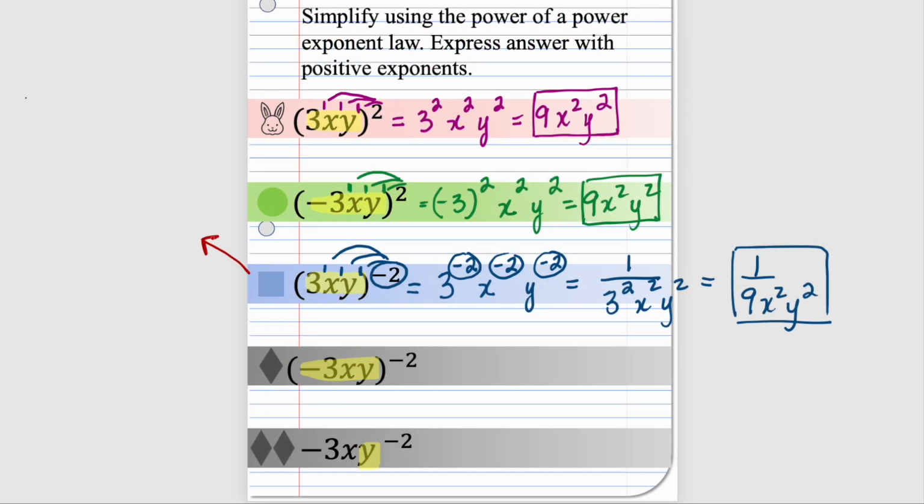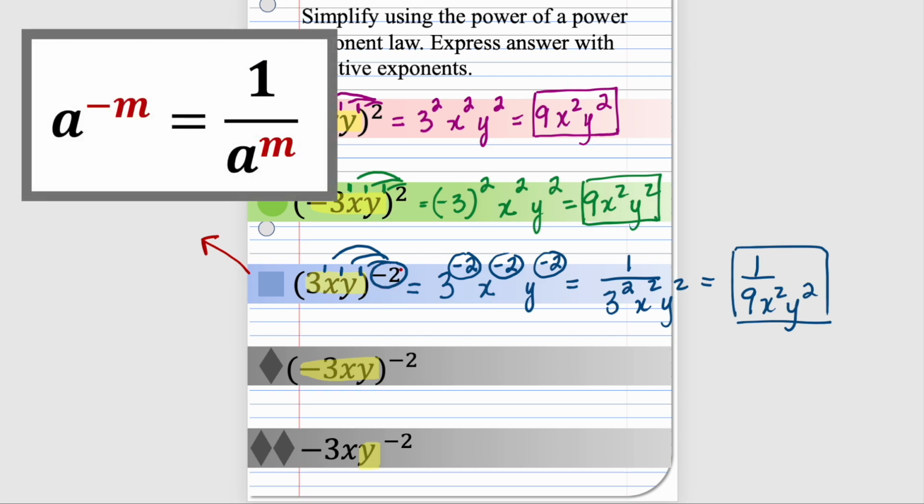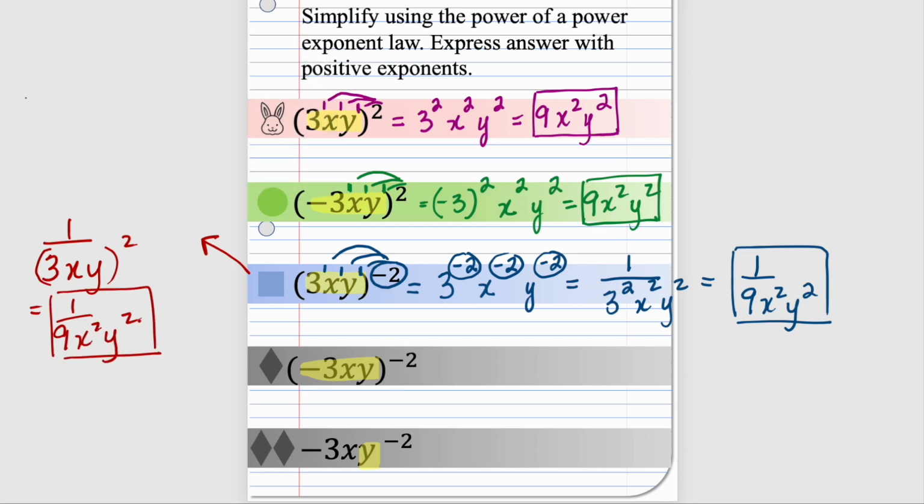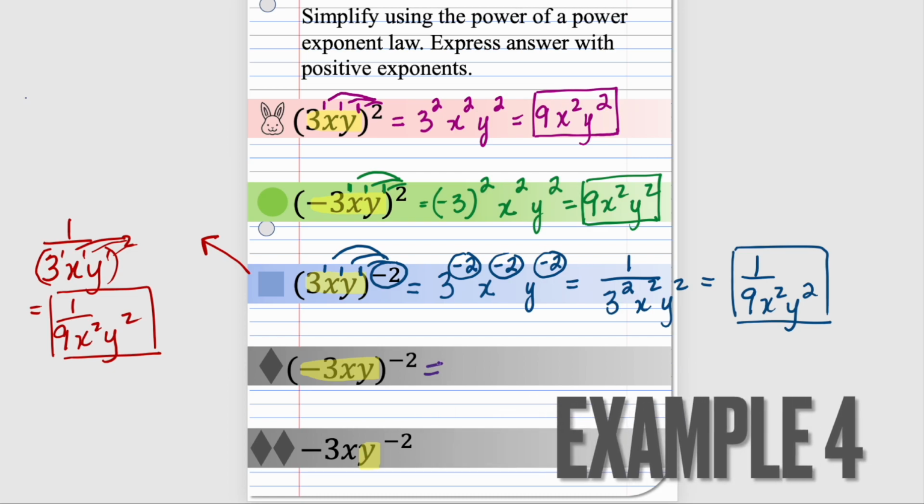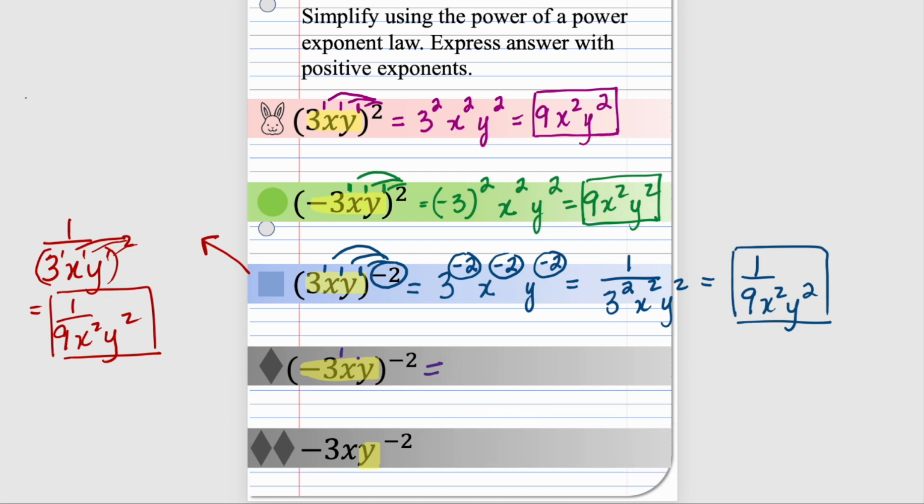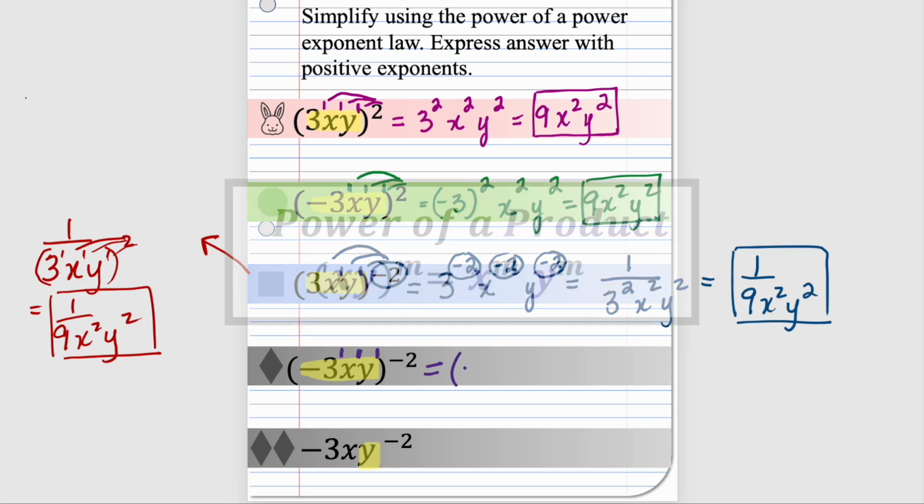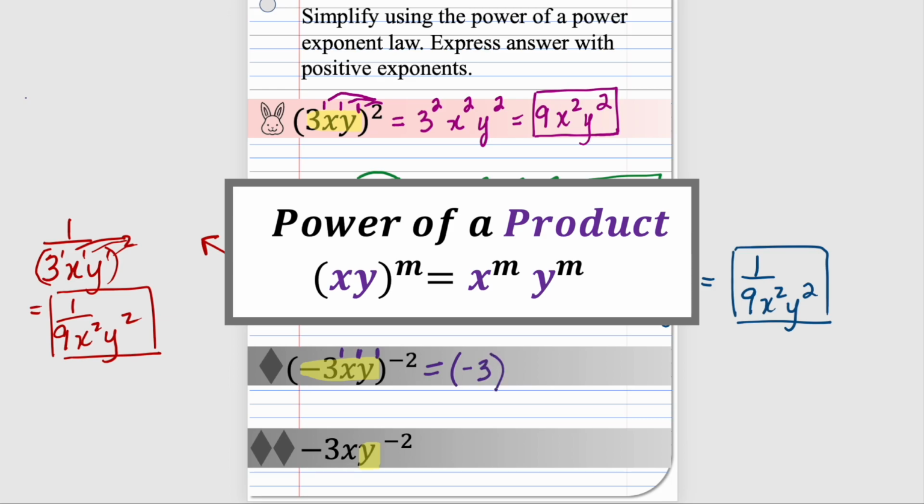The other path to take is to apply the negative exponent law right away and complete this question this way, which would be 1 over 9, x squared, y squared. We can do the power of a product in the denominator as well. Fourth one, we would realize that there's an exponent of 1 for each of these factors, and we could apply the power of a product rule. Negative 3 is the base to the power negative 2, because negative 2 times the 1 is negative 2.